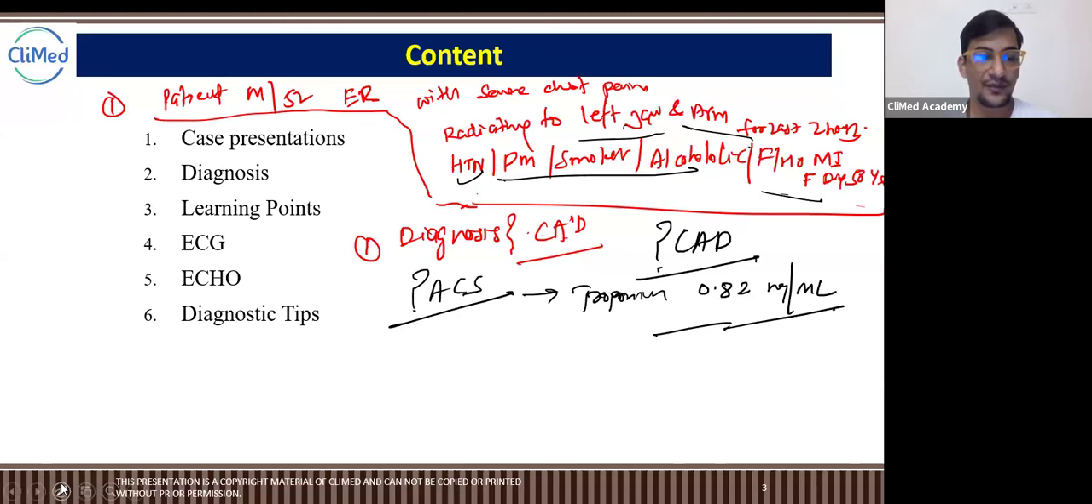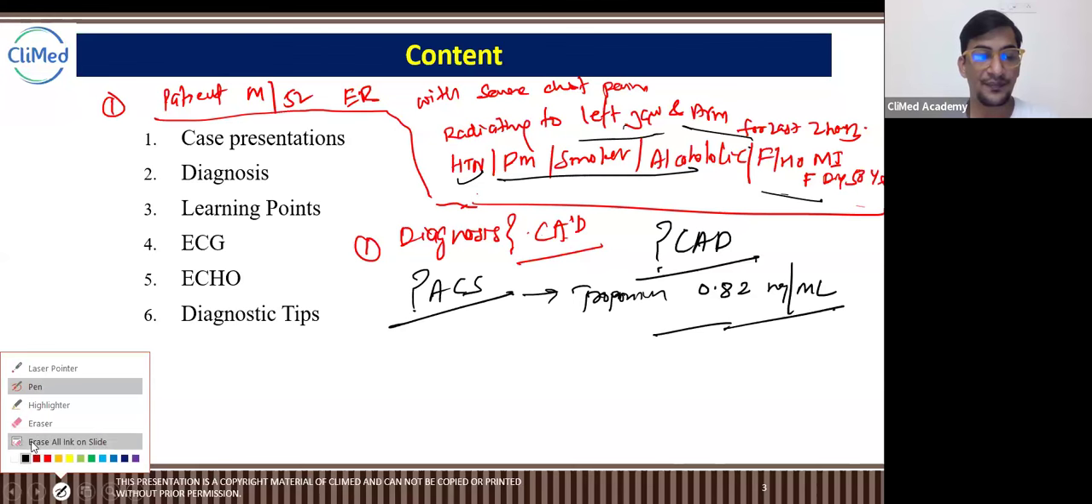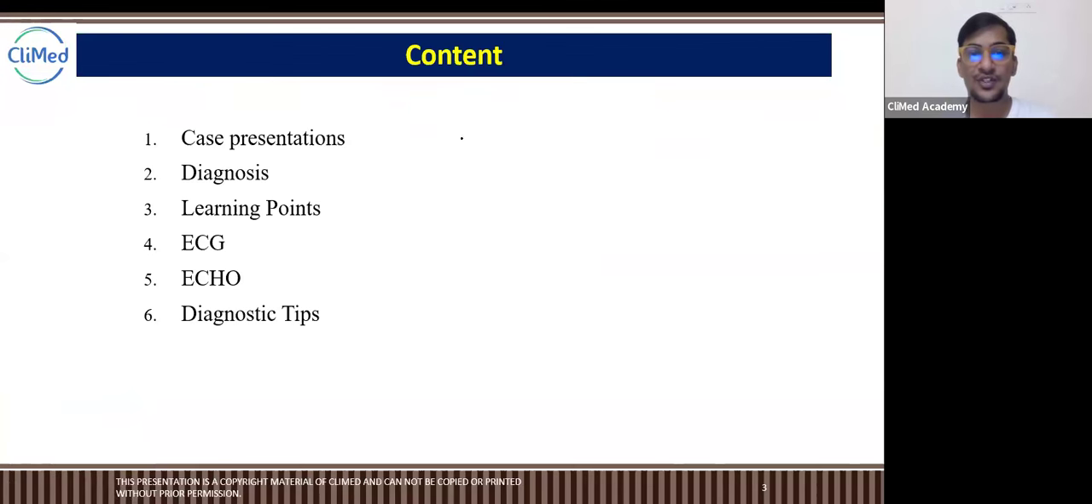So the first question I'm getting here is: what is troponin T? What is troponin? Let me take you to troponin just briefly. Troponin is the cardiac biomarker.